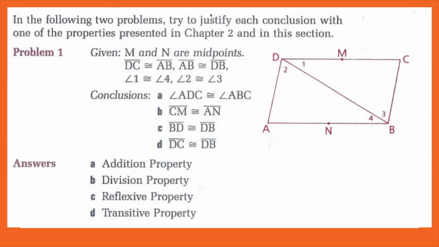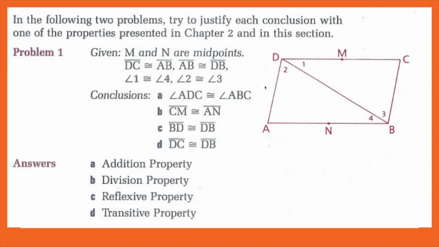In the following two problems, try to justify each conclusion with one of the properties presented in Chapter 2 and in this section. Here's our given. M and N are midpoints. Line DC is congruent to line AB, and line AB is congruent to line DB. Angle 1 is congruent to angle 4, and angle 2 is congruent to angle 3. Here's what we have to conclude. Angle ADC is congruent to angle ABC.